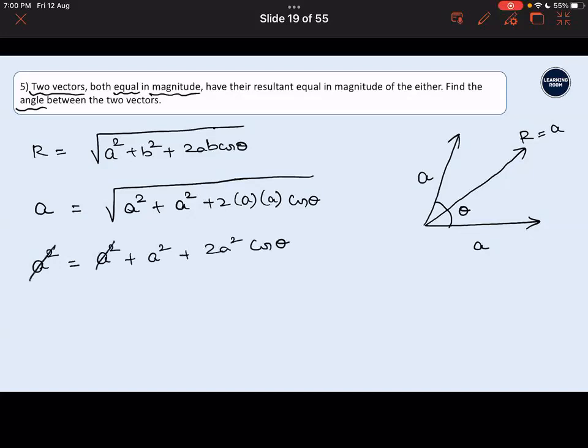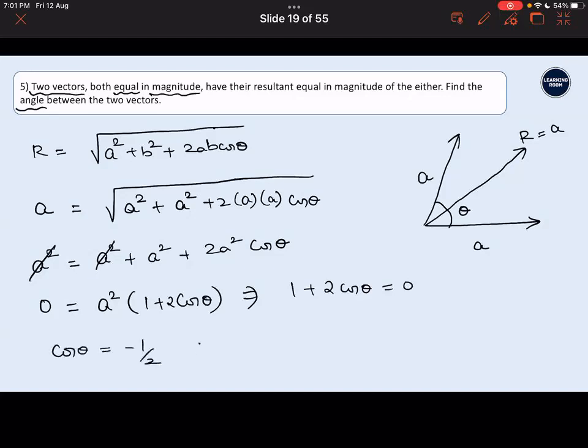So A square gets deleted. So 0 will be equal to, if I take out A square common, A square into 1 plus 2 cos theta, which implies 1 plus 2 cos theta is equal to 0. So cos theta will be equal to minus half and theta will be equal to 120 degrees.